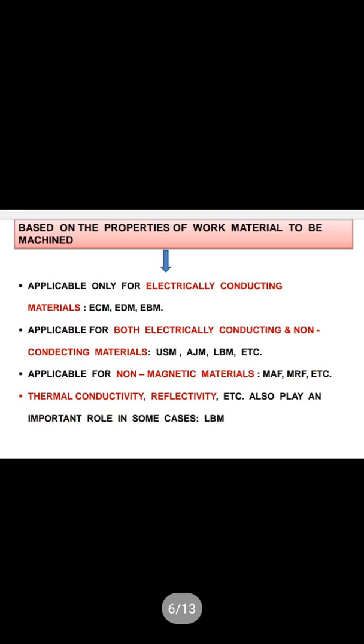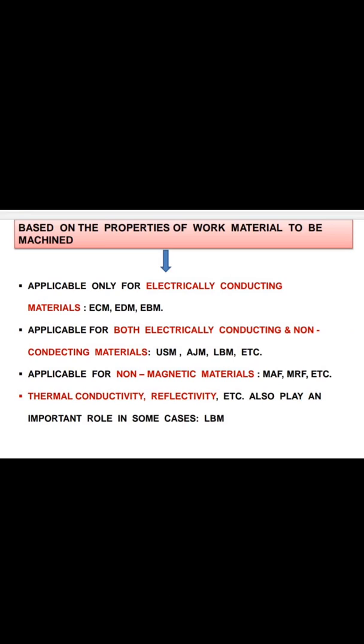Next, check the properties of the work material to be machined. These are the types of micromachining processes, and we are going to classify them. First one is based on application only for electrically conducting materials. Second one is the application for both electrically conducting as well as non-conducting materials.